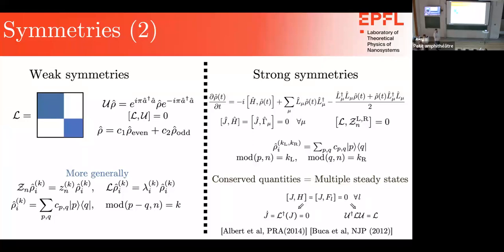Yeah, these are the density matrices. No, they're not independent steady states. You have just one steady state, which is the superposition of the even and odd states. Thanks for the question, sorry.